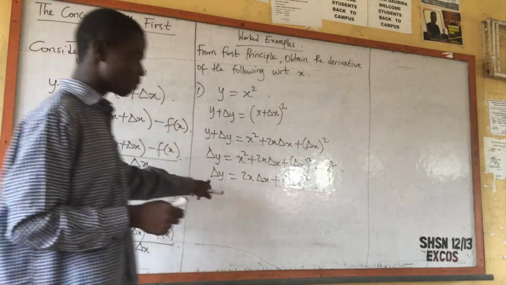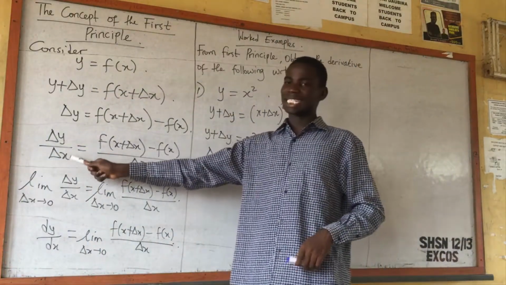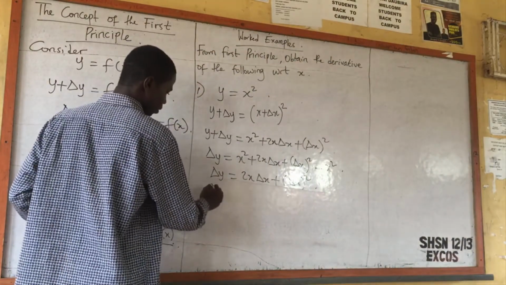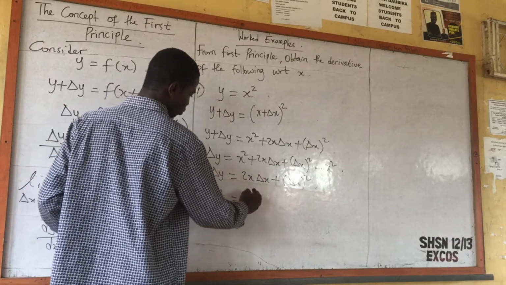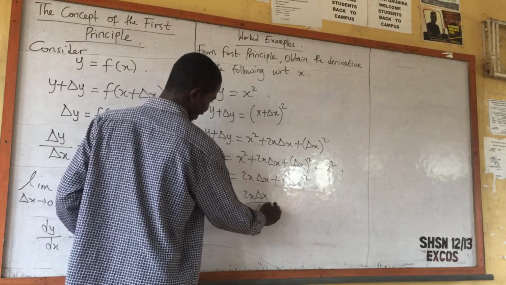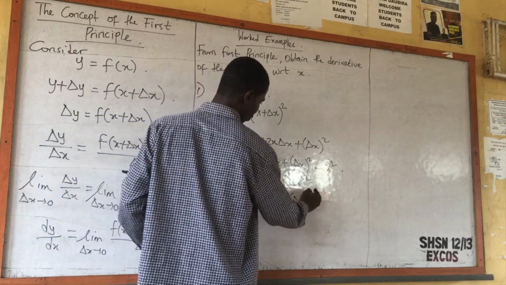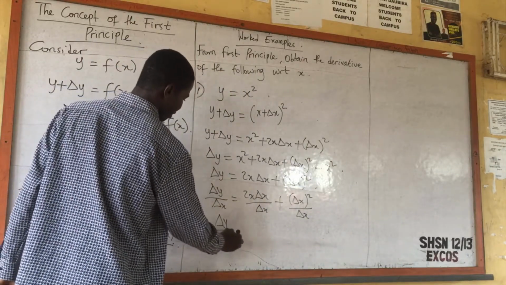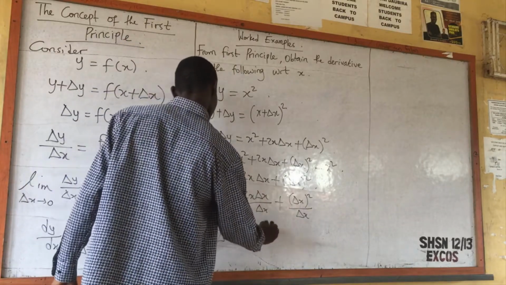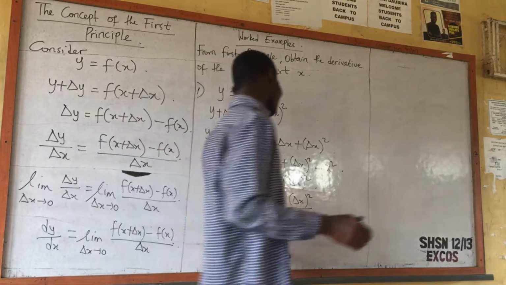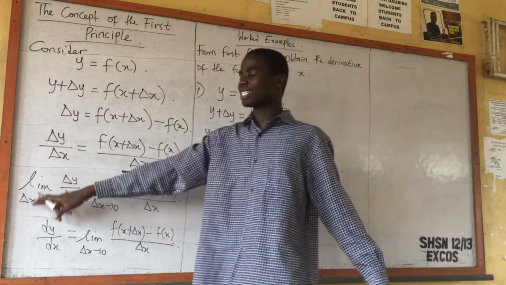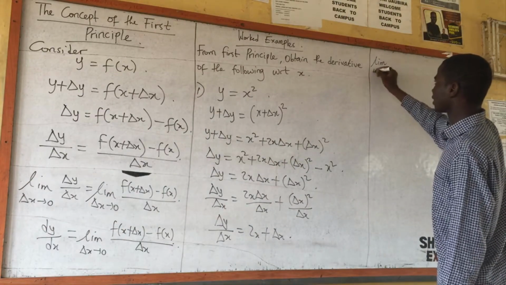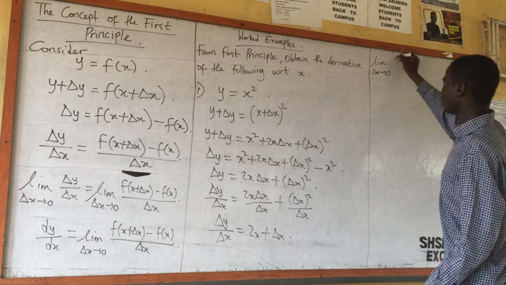After you've made delta y the subject of the formula, divide through by delta s. So I have delta y divided by delta s equal to 2s delta s divided by delta s plus delta s all squared divided by delta s. This becomes delta y over delta s equal to 2s plus delta s. After that, the last thing to do is to take the limit as delta s goes to 0 on both sides.